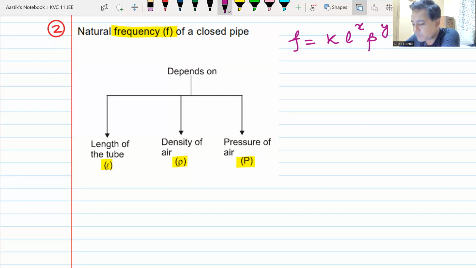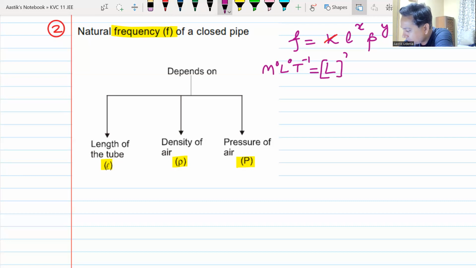What is the dimension of frequency? M naught L naught T minus 1. That is correct. This K does not have any dimension, so forget about K. What is the dimension of L? L is length, so L has dimension of L, raised to the power of X. I hope everyone is following me.